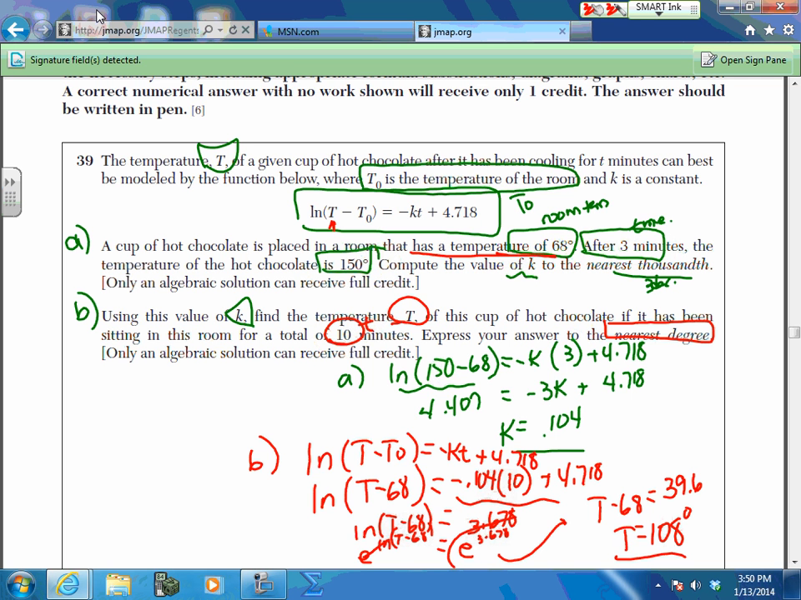Remember, there were two parts to this. This first part and then the second part. And this completes this region.